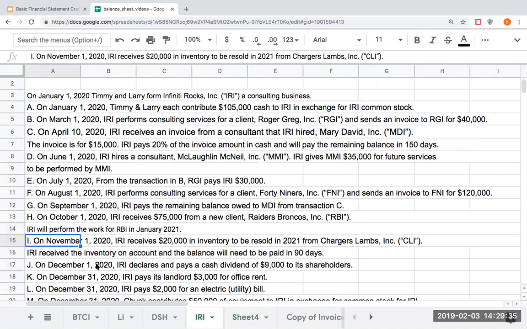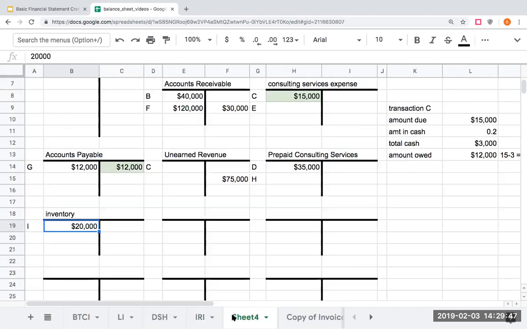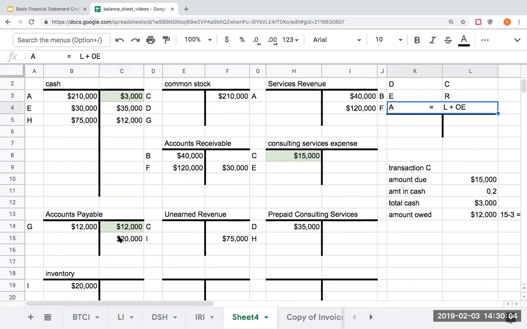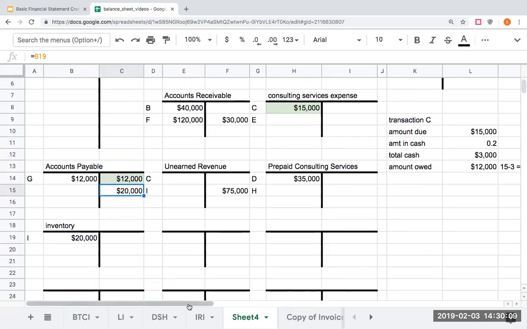Am I paying cash for this transaction? The answer is no. How do I know it's not? It says here clearly on account. Okay, so if it's on account, it means we're going to be putting this into accounts payable. So this is letter I. Okay, really important to go through and do that. I'm receiving an asset, so I'm showing that increase to my asset with a debit. At the same time, I'm increasing my liabilities. I have to pay back this $20,000. I'm going to show that increase with a credit.